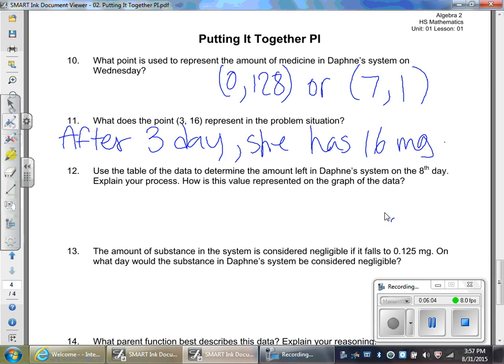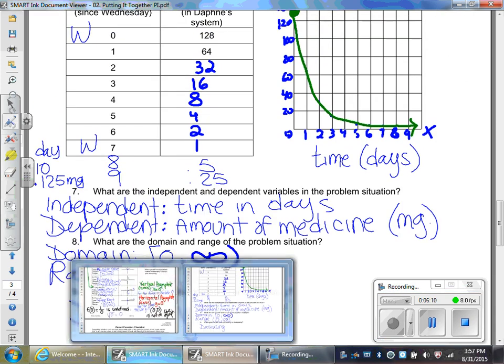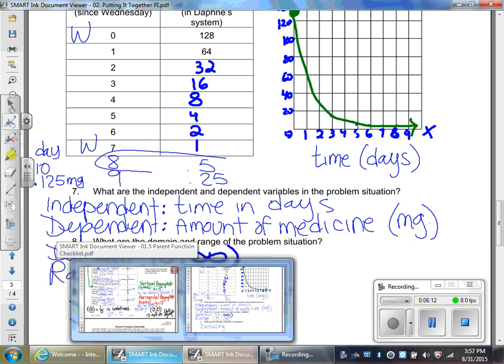We already did that, right? We took half of 1, which was the amount left on day 7. And so for day 8, we got 0.5, so 0.5 milligrams.